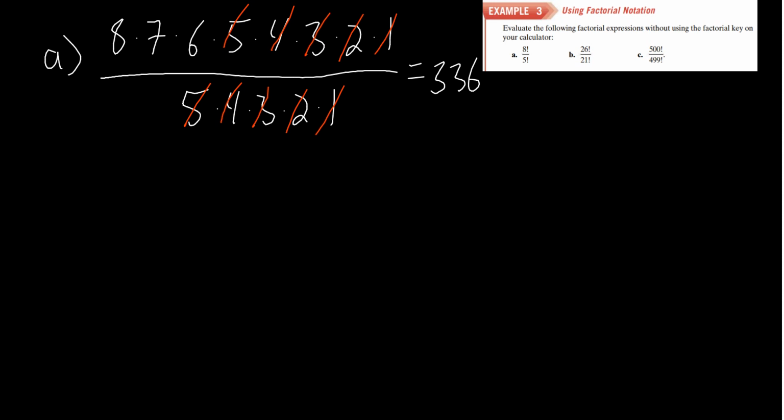So 336. Let's think of a rule real quick before we move on to B. We're going to come up with a rule on our own so we can skip the process of writing all this over this and then canceling. It appears that for this example, we had 8 factorial over 5 factorial, and since the numerator is larger than the denominator, we can essentially just stop where the denominator factorial is. So for instance, A was 5 factorial. We could have just not even written the 5 factorial in my numerator and been done with it.